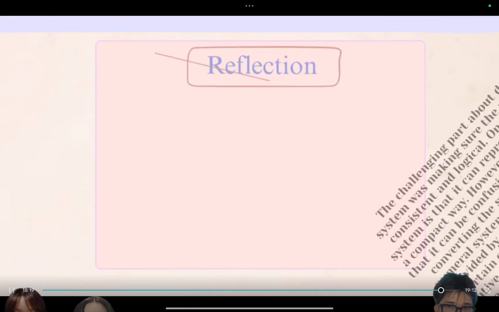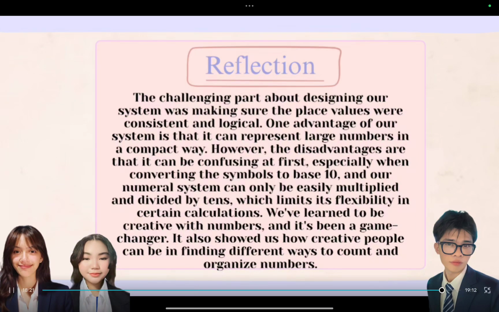The most challenging part of designing our system was making sure that the place values were consistent and logical. One clear advantage of our numeration system is that it can represent large numbers in a more compact way. On the other hand, a disadvantage is that it can be confusing at first, especially when converting symbols to base 10. Another limitation is that our system works more smoothly when multiplying and dividing by tens, which reduces flexibility for certain types of calculation.